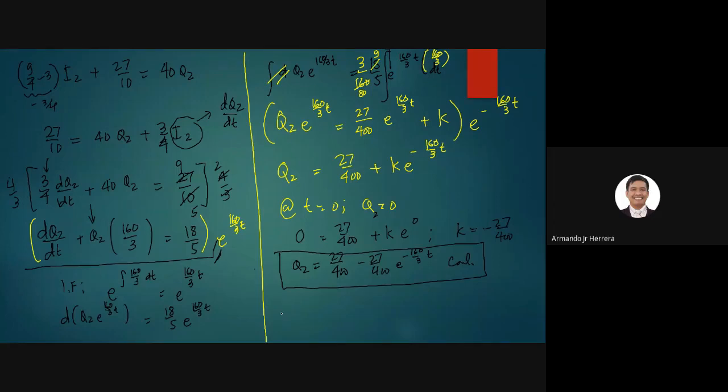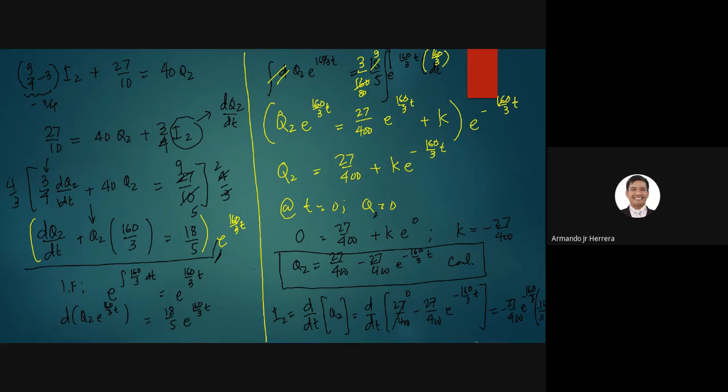But since ang hinahanap is current, we need to take the derivative with respect to t of that Q2. So taking the derivative with respect to t of 27 over 400 minus 27 over 400 e to the negative 160 over 3t is equal to, derivative of that is 0. That's negative 27 over 400 e to the negative 160 thirds times negative 160 over 3.